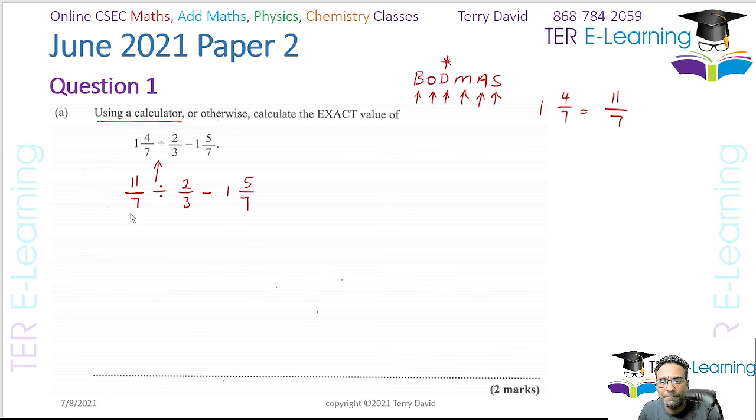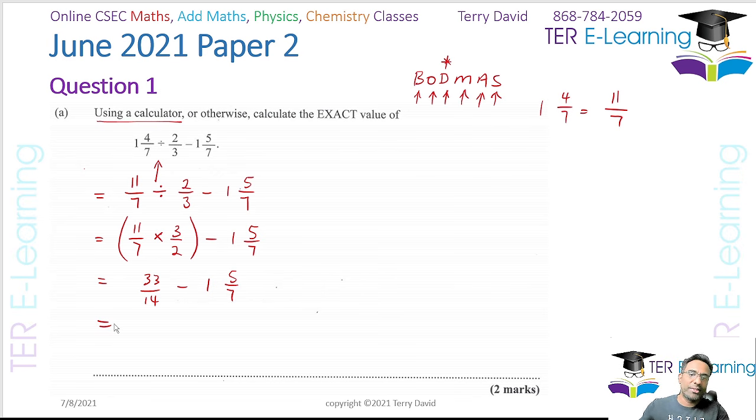Now, for those of you who would have worked this out by hand, this would have been 11/7. We need to change this division sign to multiply, and we need to invert. So this becomes 3/2. And then you're going to have to do the subtraction of 1 5/7. So this here is going to be 33/14 minus 1 5/7. So I'm just going to use a calculator at this point to work this out.